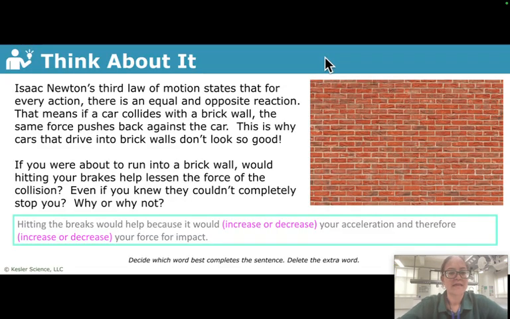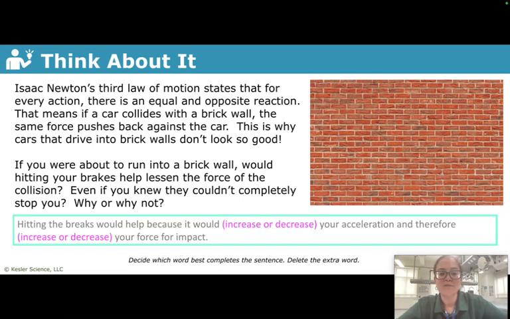So think about this. Isaac Newton's third law of motion, which we will get to in a couple of weeks, states that for every action, there's an equal and opposite reaction. That means if a car collides with a brick wall, the same force pushes back against the car. And that's why the cars that drive into brick walls don't look so good.